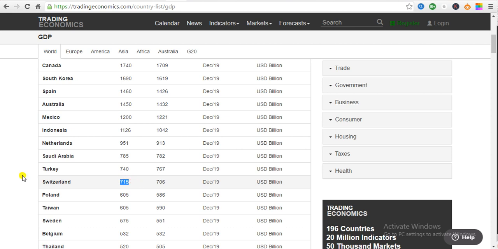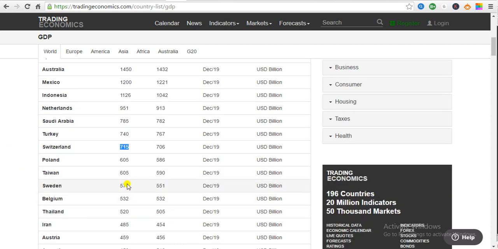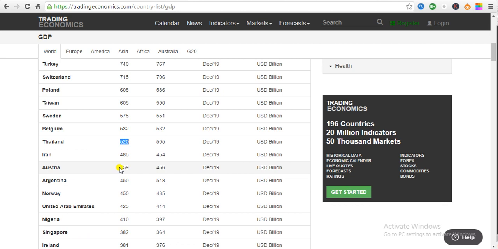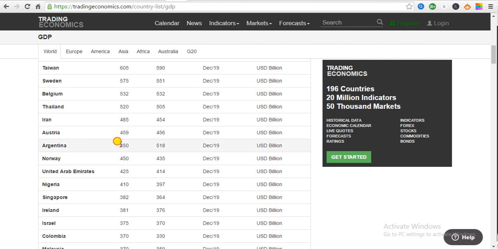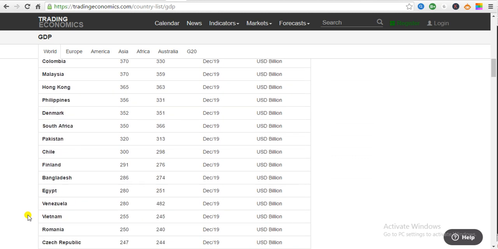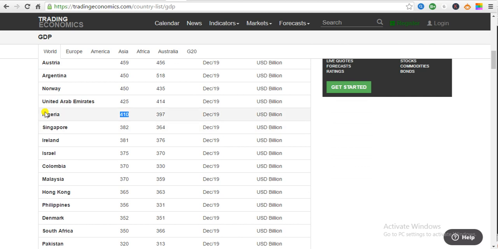Netherlands, Saudi Arabia, Switzerland, somewhere around here, 715 billion, which is a very big economy. Poland, 600 billion. Sweden, 500 billion. Thailand, 520 billion. It's pretty big, right? I thought Thailand was somewhere around 300 billion, but 500 billion is big. Austria is pretty big as well, 460 billion. Argentina is pretty big. Norway 450, and we could go down the whole list, but we'll stop here ish. Let's see, maybe I'll see something I like.